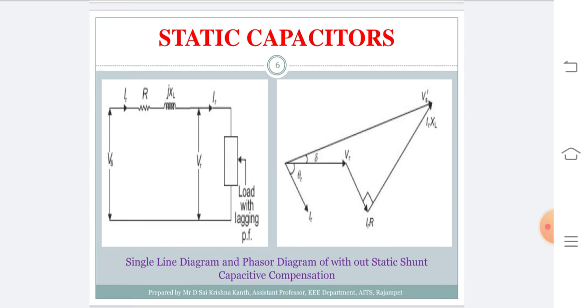Due to flow of current Ir through resistance R and through inductance L, there is a resistive drop and an inductive drop. IrR is a resistive drop which is parallel to Ir but from Vr, and IrXL is the inductive drop which is exactly 90 degrees from the IrR vector. By summing these voltage drop vectors to the receiving end vector, you get the sending end voltage vector. So this represents the single line diagram and phasor diagram of a power system network without any compensation, without static shunt capacitive compensation.